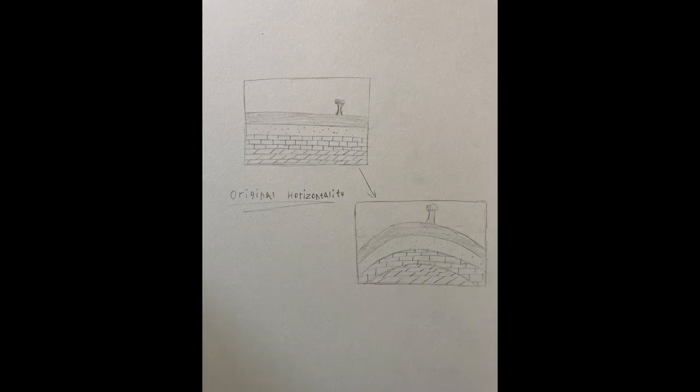Now, original horizontality is honestly even simpler. It really just means that rock layers get deposited horizontally, not vertically or at an angle. And if a rock layer is shifted up at an angle, something occurred after deposition to put it that way.